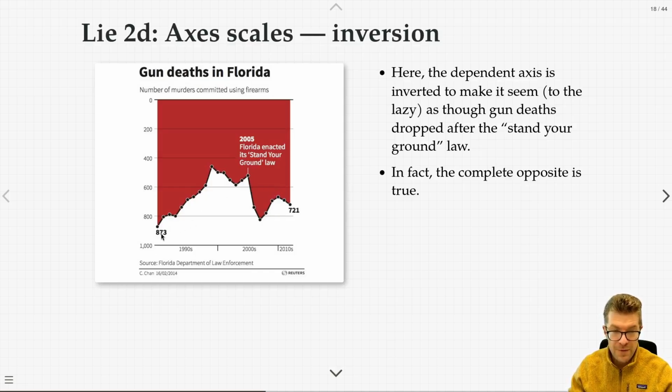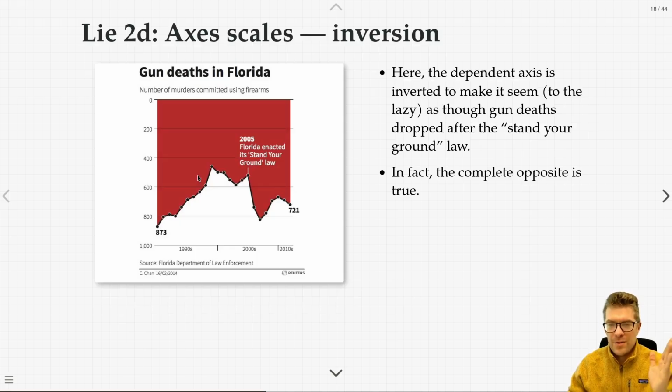So you can see this graph, and I can see gun deaths in Florida in big letters, and the graph seems to go up and up and up. And in 2005, this law was enacted, and suddenly the graph goes down and down and down. And the lazy part of your mind may be like, oh, I guess that means the gun deaths went down after this new law was enacted, and therefore this law must have been good, or at least not have had a disastrous effect.